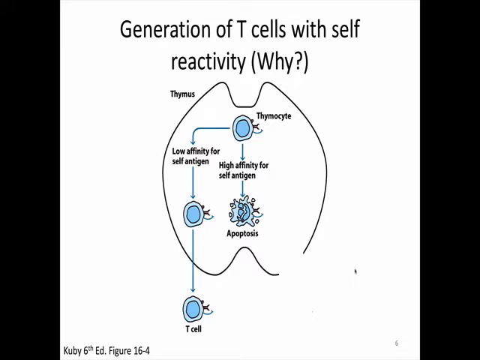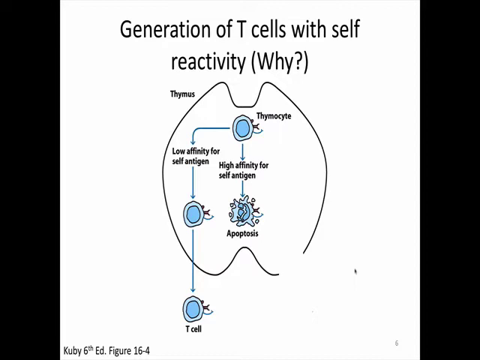I told you that a thymocyte that develops in the thymus with high affinity for self-antigen will undergo apoptosis through negative selection. And I told you that a thymocyte with low affinity for self-antigen will develop into a T cell. And we learned that every T cell that develops has low affinity for self-antigen. Every T cell is a little bit self-reactive. And again, you all thought we were going to die because of this.